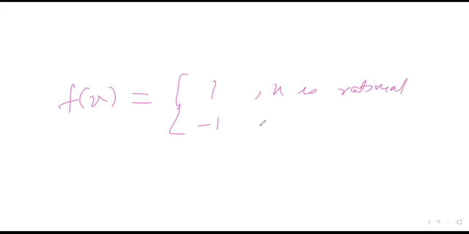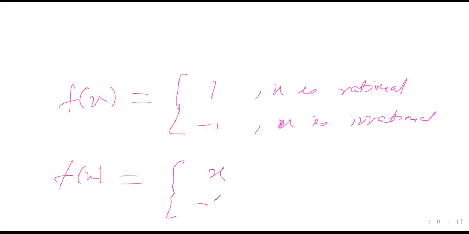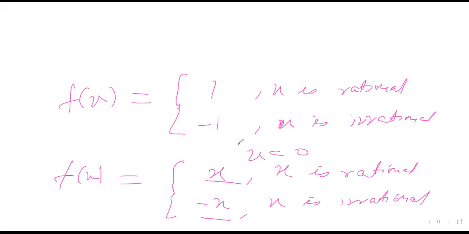So if you take the Dirichlet function, that is, let's say f(x) is equal to 1 if x is rational, minus 1 if x is irrational. This function is not continuous at any point. It is always discontinuous. Now, if I want to create a function which is continuous at just one point, I can modify this function and write it as x if x is rational, minus x if x is irrational. This function will be continuous at x equal to 0, but at all other points this function will be discontinuous.